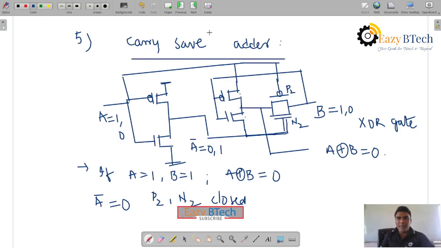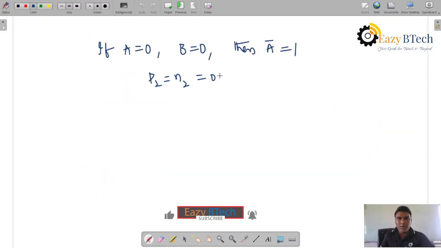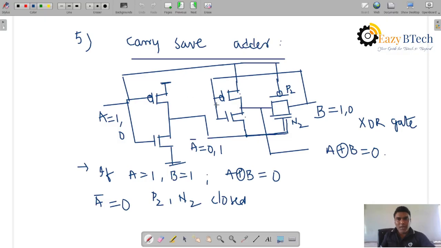N2 will be on, P2 will be on. So A exclusive B is equal to 0. Right? So the carry will be saved inside of this one. Only the output will be taken.